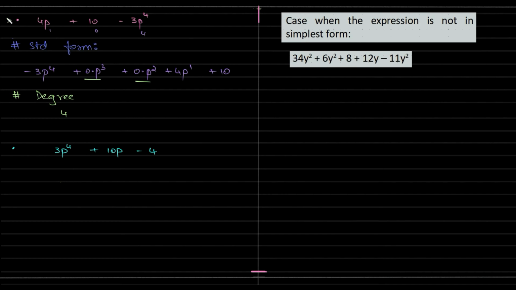Okay, so we're looking at one more question. Again, please pause and try it out. Okay, so we're looking at standard form because we have 4, 1 and 0, so we have it to be 3 into p to the power of 4 plus 0 into p cube plus 0 into p square, right? There was no cube term or square term. We do have the linear term and we have the constant.